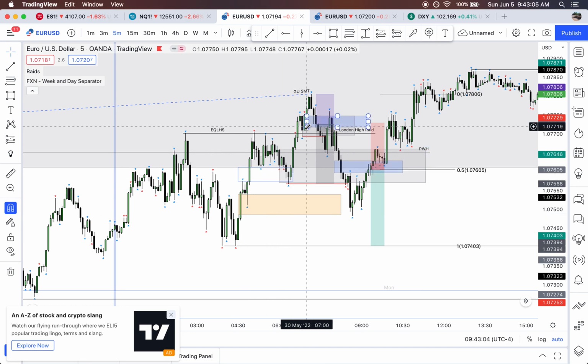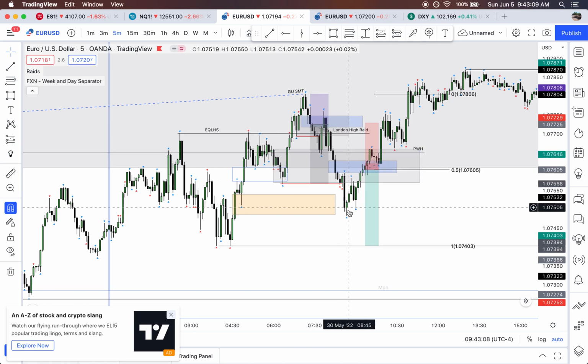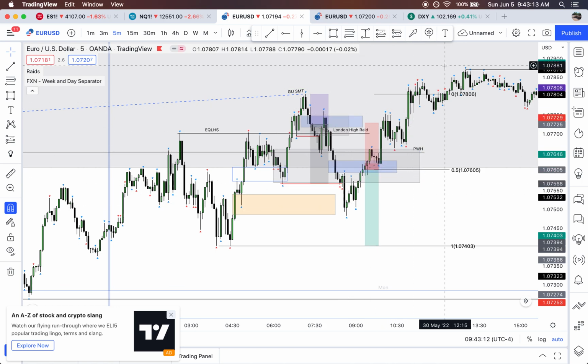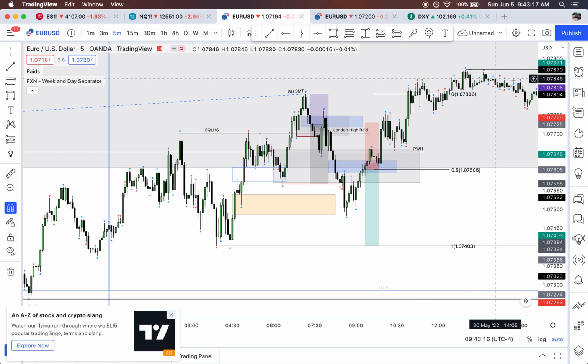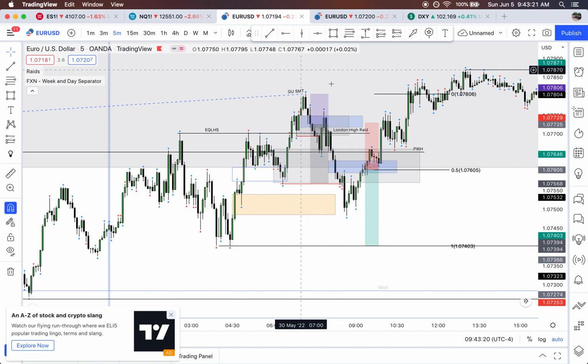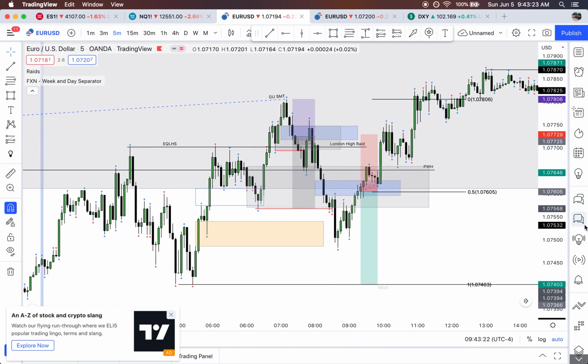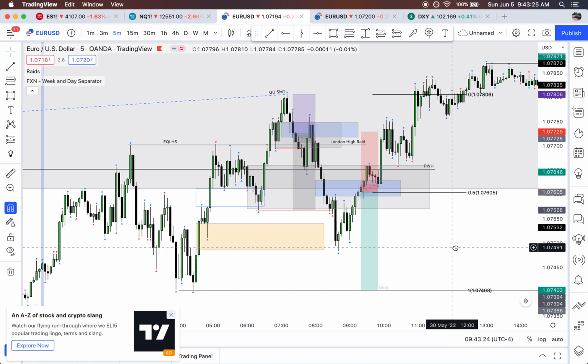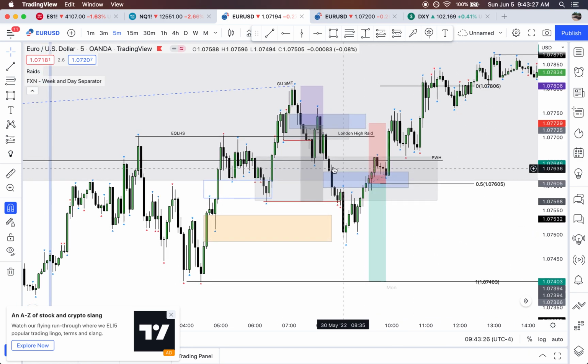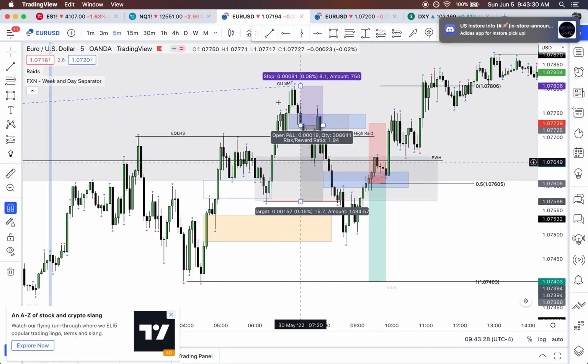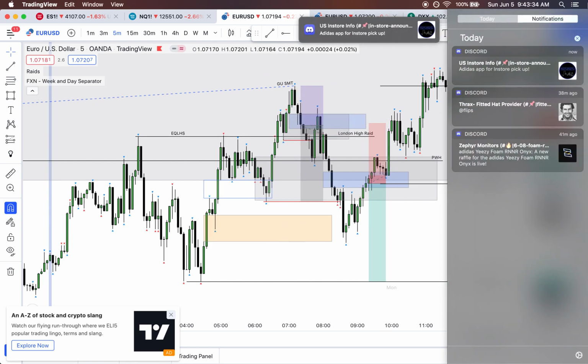But that did not work out for price. We ended up just retracing into OTE, and then in London close and after London close, taking the raid high up here. Now, when I was reviewing this a couple minutes ago, I don't know what happened here that I missed this setup.